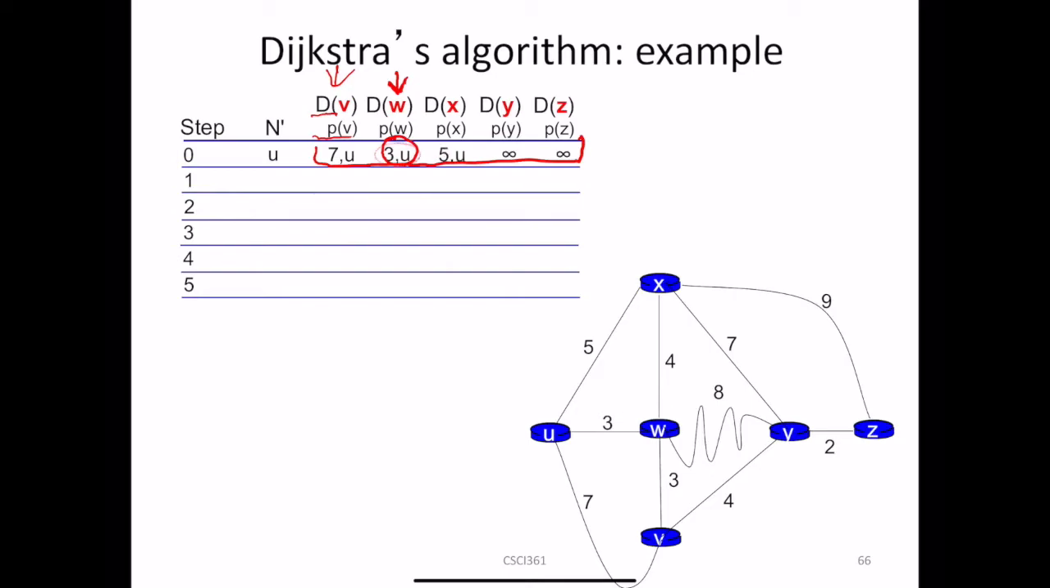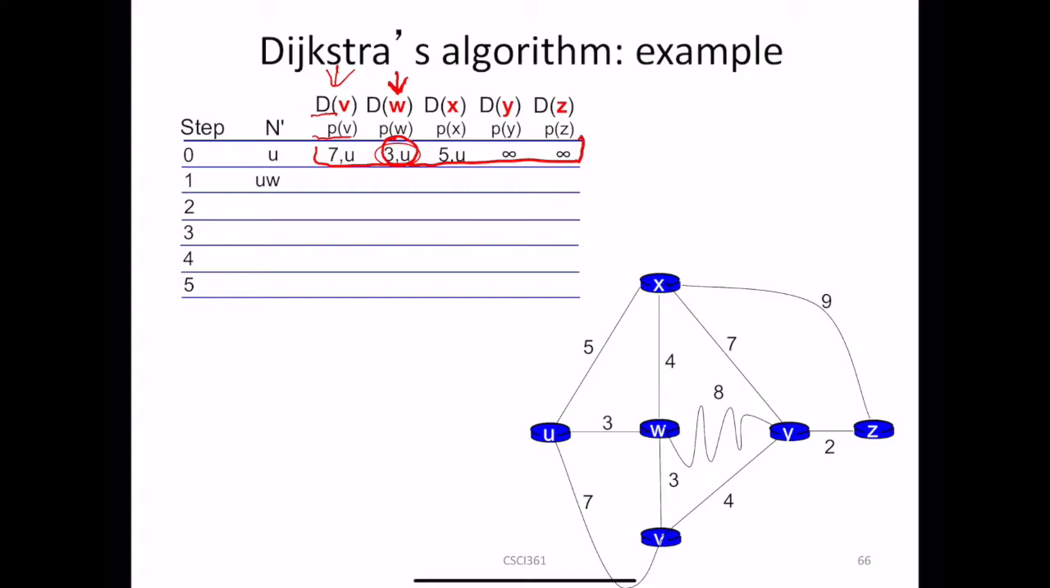Then let's see the example of how it works. Since we just added W into the set N prime, we need to check the adjacent neighbors or direct neighbors to W, or all other routers which are not in N prime. We need to check them one by one to see if we can find a shorter or least cost path from U through W to another router.